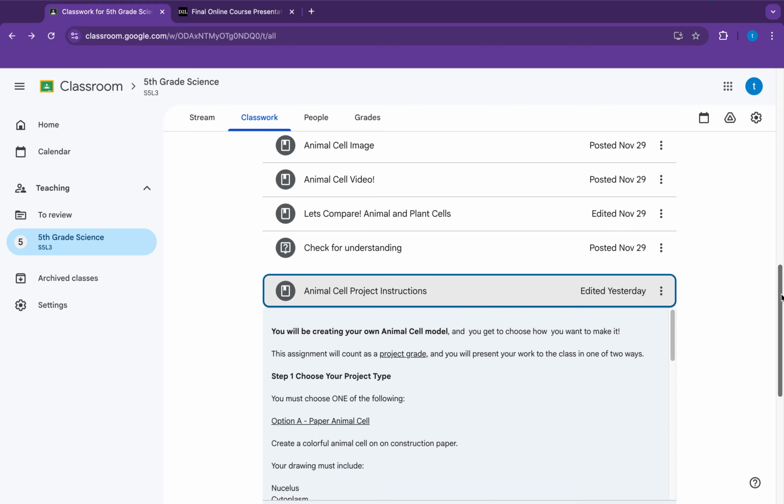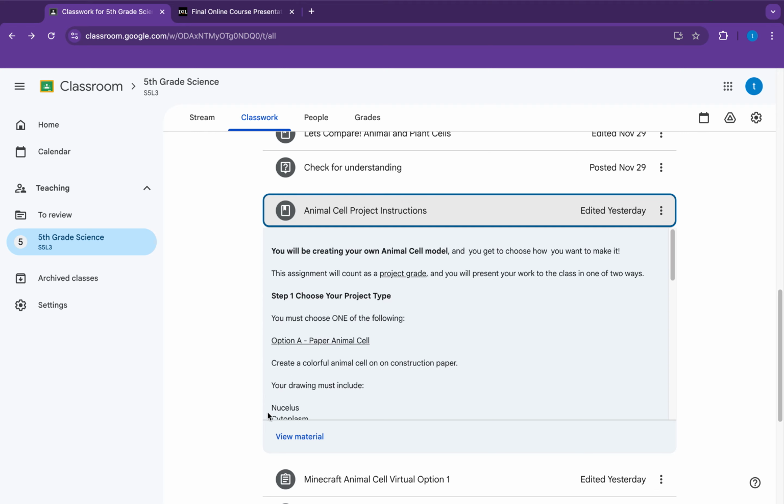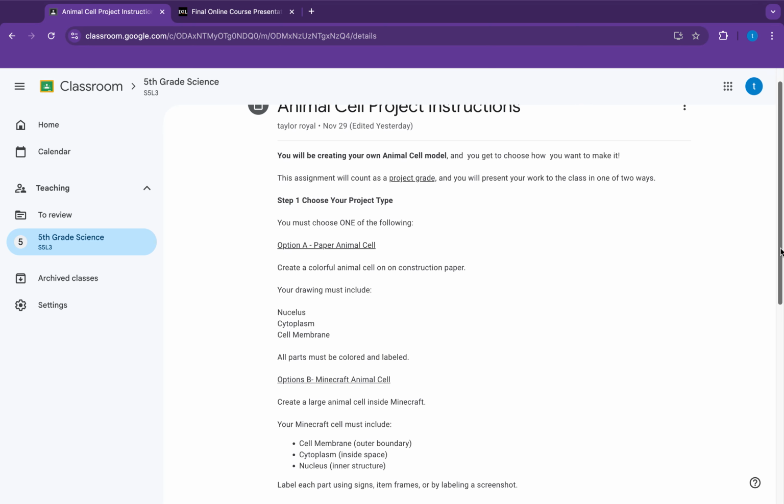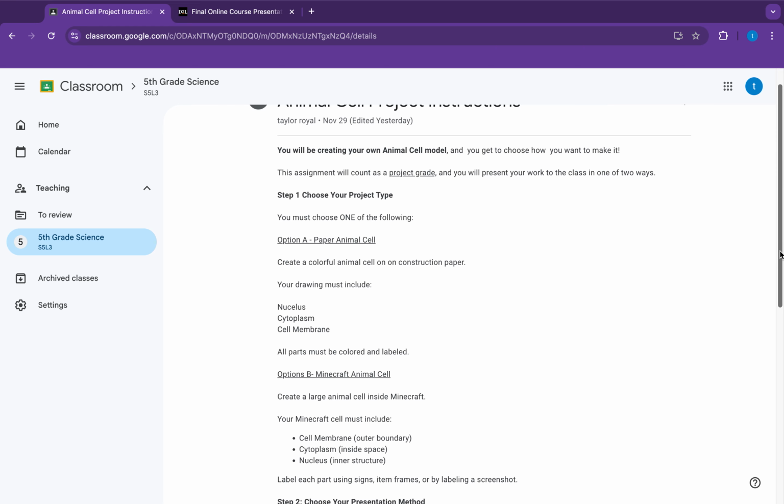Now we get into the nitty gritty. I had their animal cell project instructions. On here, I talked to them about how they will be creating their own animal cell and how they get to choose how they want to make it. This assignment counts as a project grade. It speaks about how they have one of 2 ways to do each part.